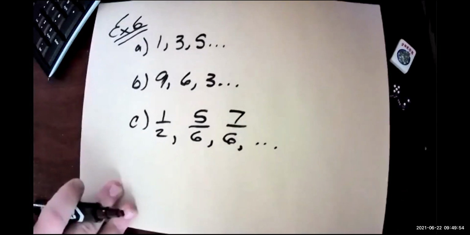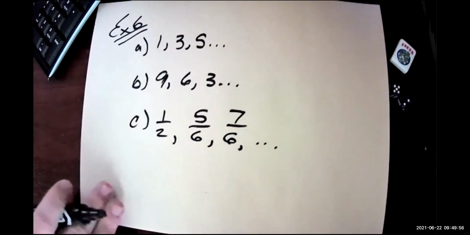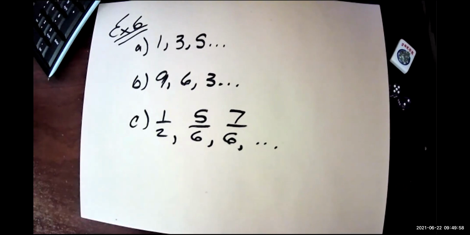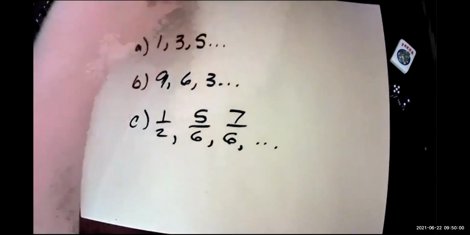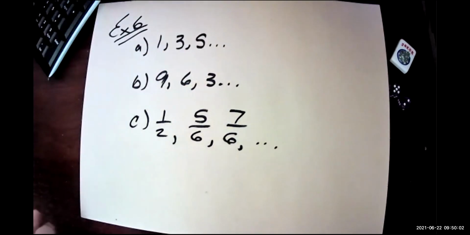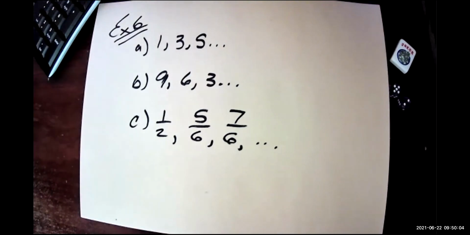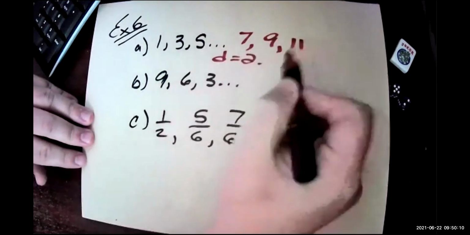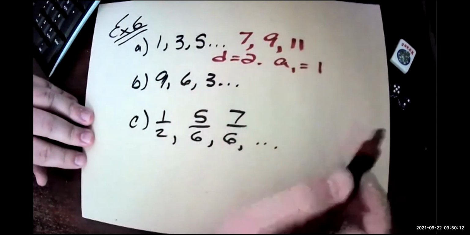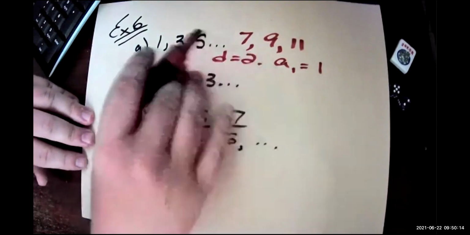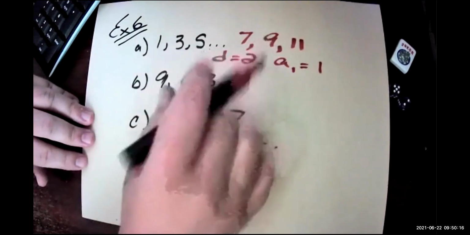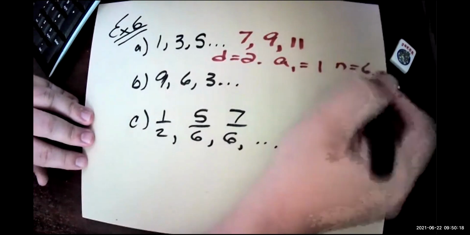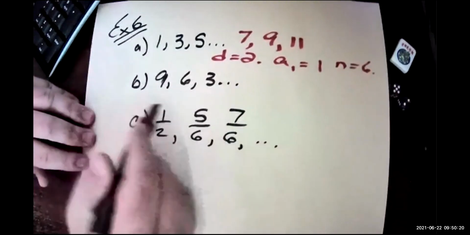Okay, so here are the 3 questions we're asked to do. You want to come up with the next 3 terms, okay? For some of them, it's going to be really easy. For example, for 1, 3, 5, I think you could see what it's supposed to be, right? 1, 3, 5, what comes next? 7, 9, 11. The common difference here is simply 2. The first term is 1, all right? How many terms do I have here? Right now I'm looking at 6 terms, so I'm going to say n equals 6 this time because there are 6 terms.